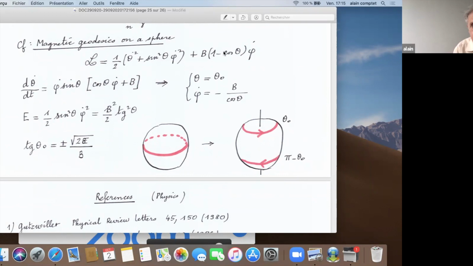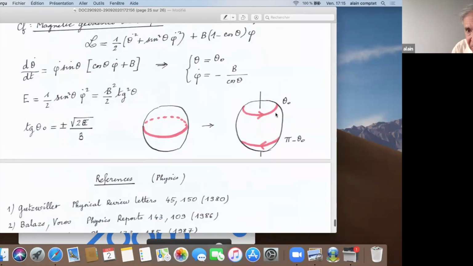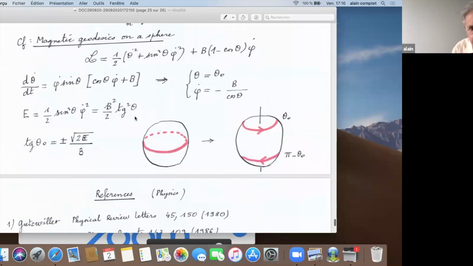And if you look at the trajectories, by writing the equation of motion, you can see that you have trajectories which are theta equal theta 0, parallel lines. They are allowed provided this term vanishes, which fixes the azimuthal velocity. So if the azimuthal velocity is fixed, this is an allowed trajectory. The total energy of the system is related to the angle by this formula.